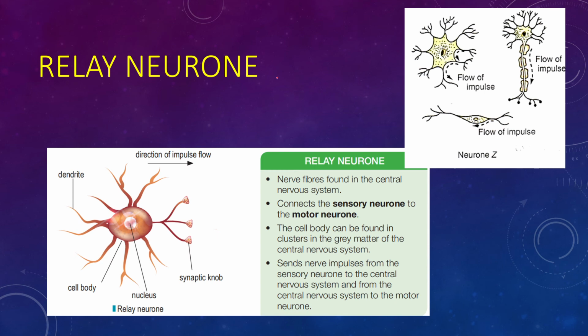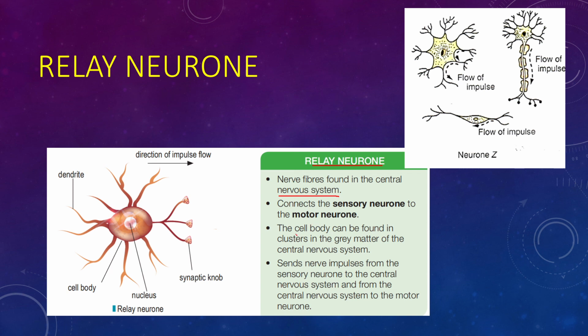Okay, relay neuron. Relay neuron ini seolah-olah dia adalah perantara ataupun it's like the intermediate. Nerve fibers found in the central nervous system. Ini dia relay neuron. Found in the central nervous system. That means spinal cord dengan brain lah, where you get to find this relay neuron. So it connects the sensory neuron to the motor neuron.